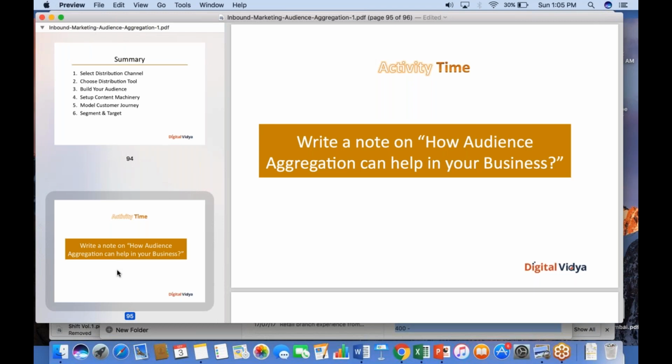I want you to first write a very, very small blurb on how you believe audience aggregation can help your business. The second thing is, I want you to speak out if you have any questions on anything related to audience aggregation, email marketing, and so on and so forth. So write a note first. And second thing is, please speak out and voice any questions that you might have.